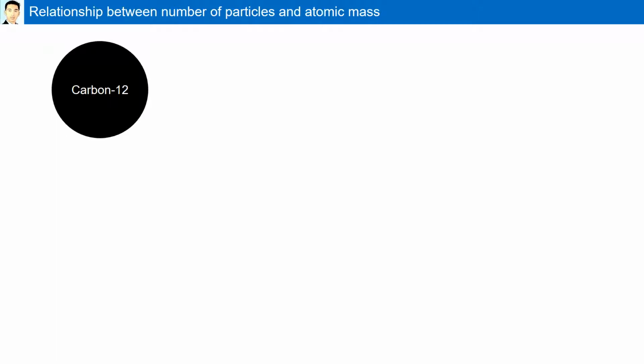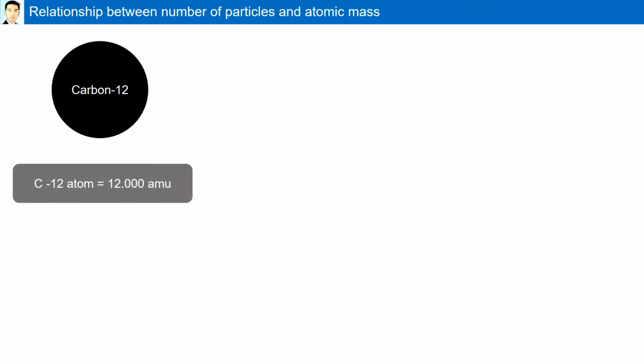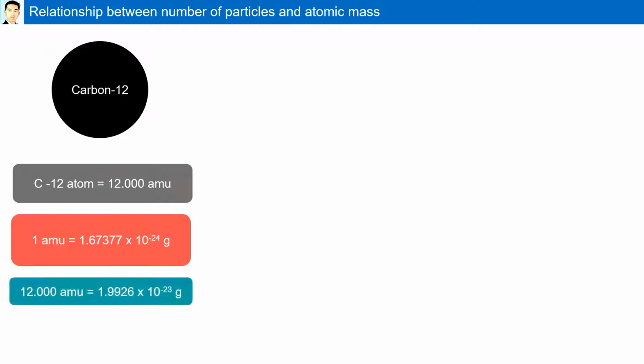A carbon-12 atom, by definition, has a mass of 12.000 AMU, or atomic mass unit. It was determined that 1 AMU has a mass of 1.67377 times 10 to the minus 24 grams. For a carbon atom, 12 AMU, that would have a mass of 1.9926 times 10 to the minus 23 grams. So a carbon atom would have that mass in grams.